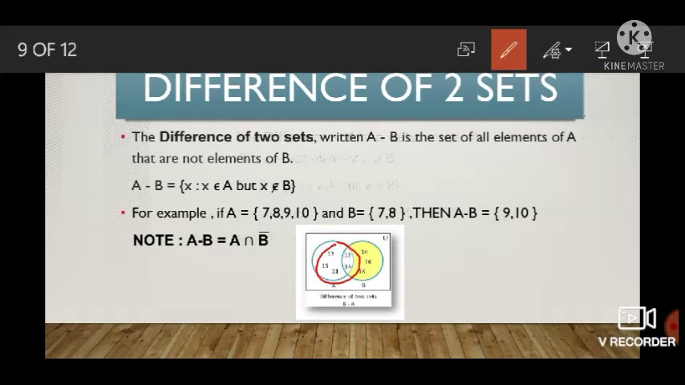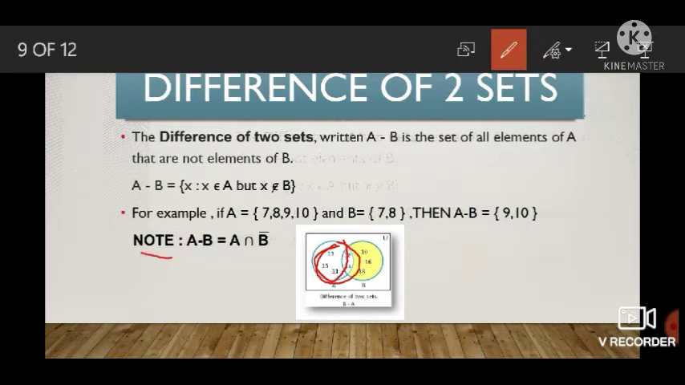Because these elements are also present in B. Here you can see the definition of the difference A minus B: A minus B is equal to {X : X belongs to A but X does not belong to B}. It should not belong to B. So when A is equal to {7, 8, 9, 10} and B is equal to {7, 8}, then A minus B is equal to {9, 10}. We should not write the elements that are present in B. In the diagram, we should only consider 13, 11 and 15 when we do A minus B. The diagram of B minus A has 10, 16 and 18, but when we do A minus B, we will always consider only 13, 15 and 11.